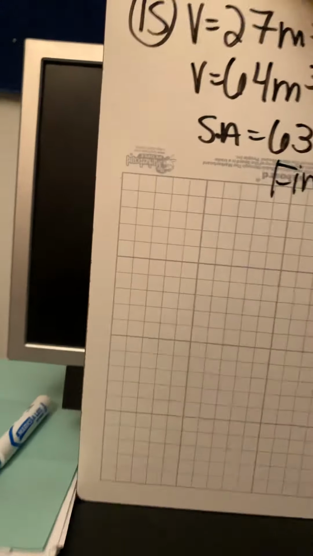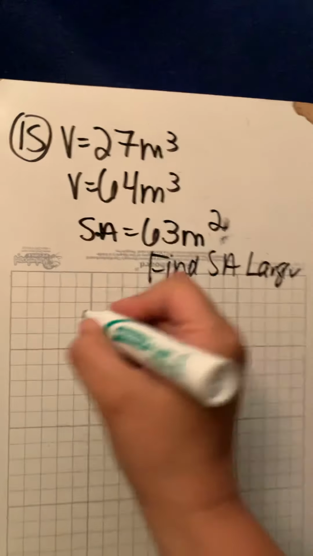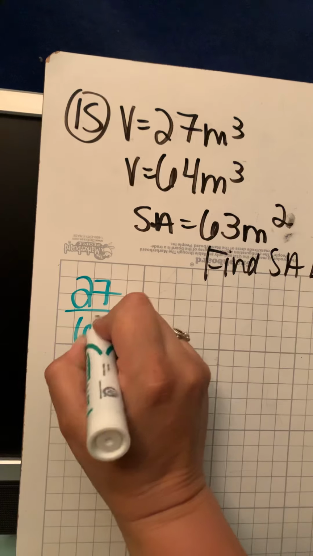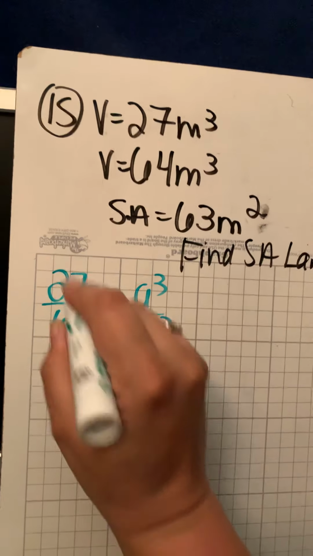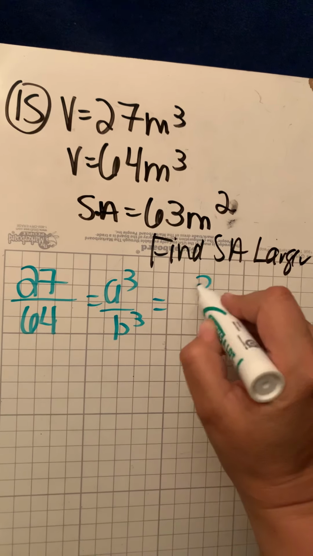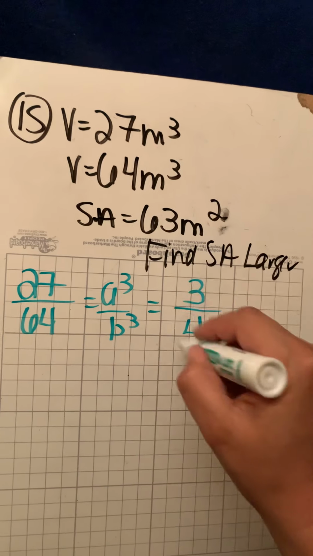When you get down over to the cubes, same thing. We're going to set up our ratio. So we got 27 over 64. Now remember, this was A cubed, B cubed. So these are perfect cubed roots. What's the cubed root of 27? 3. Cubed root of 64 is 4. So there's my similarity ratio.